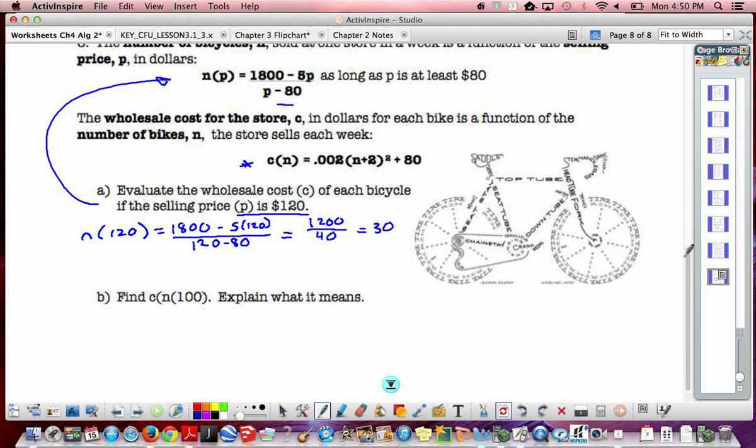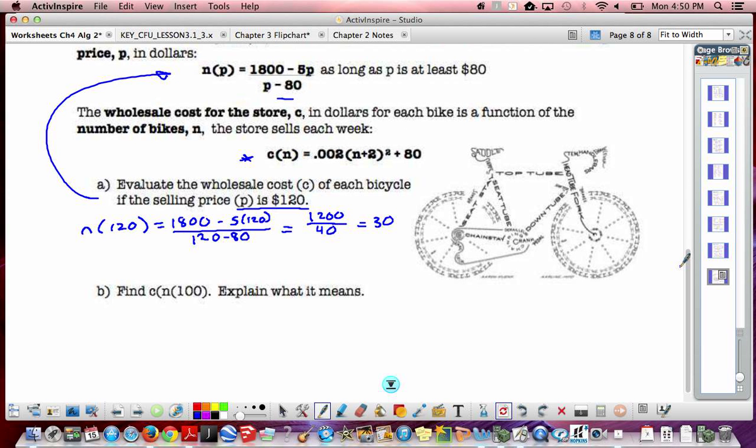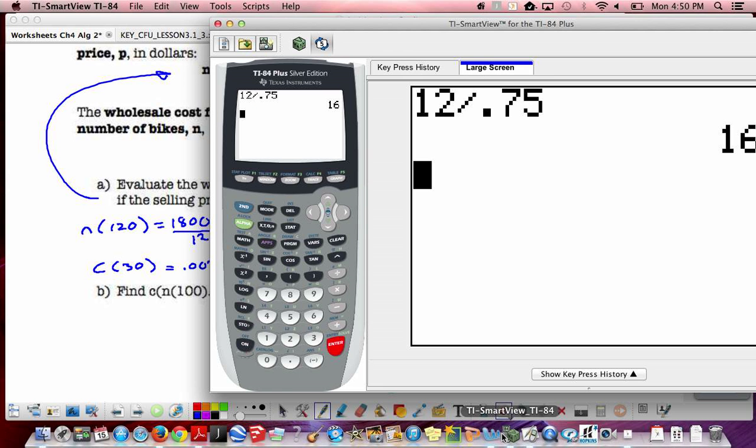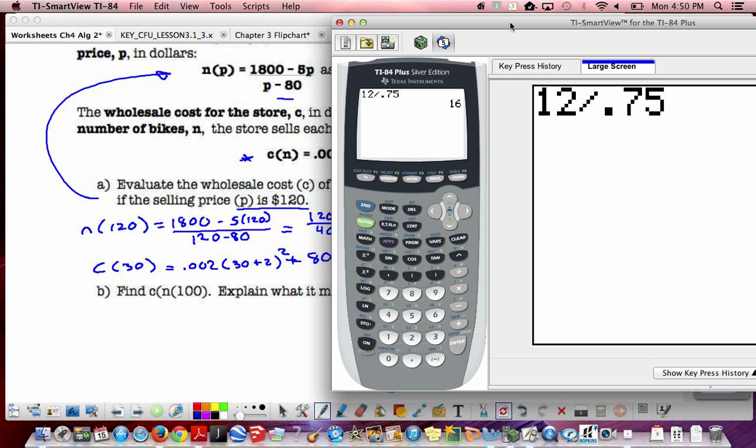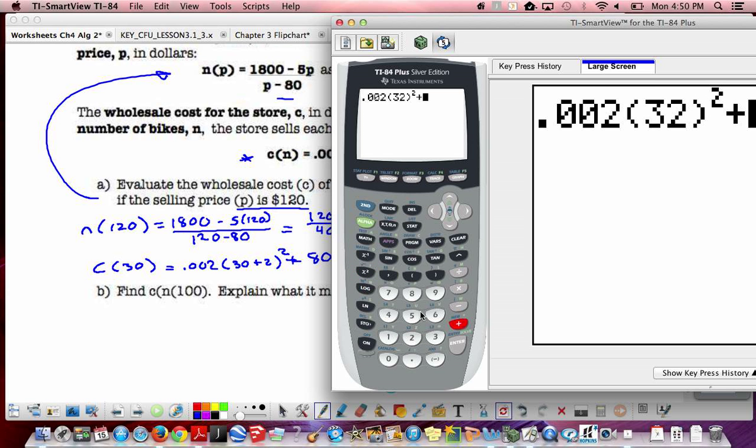Well, what does that mean to the wholesale cost? So for the wholesale cost, C of 30 would equal 0.002 times 30 plus 2 quantity squared plus 80. Okay. So if we plug that into our calculator, I'm just going to slide this over just a little bit, so we get 0.002, then you can go parentheses. Well, 30 plus 2 is just 32, so I can really just take 32, square it, plus 80. That will give me the actual price.